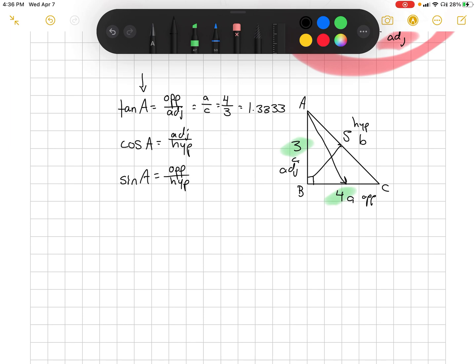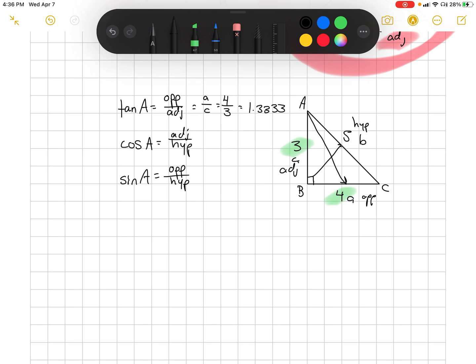Okay, this here is your tangent ratio. The tangent ratio is just a fraction. That's all it is. We're not looking for the A in this case. We're not looking for the angle. We are looking for the tangent ratio. We'll get to the angles in a little bit. All we're looking for is that fraction and as a decimal.